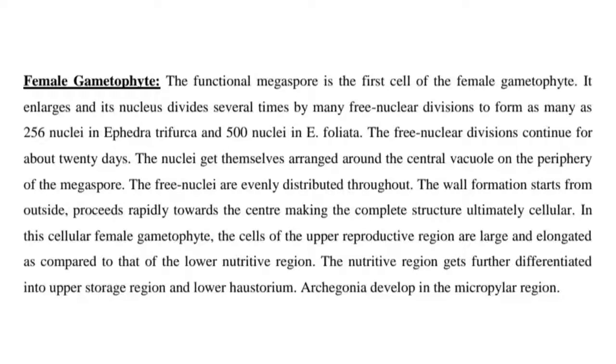The wall formation starts from outside and proceeds rapidly towards the center, making the complete structure ultimately cellular. In this cellular female gametophyte, the cells of the upper reproductive region are large and elongated as compared to those of the lower nutritive region. The nutritive region gets further differentiated into upper storage region and lower haustorium. Archegonia develop in the micropyle region.